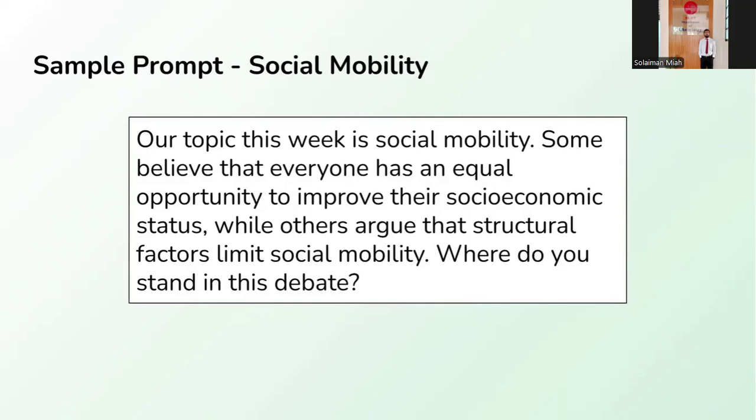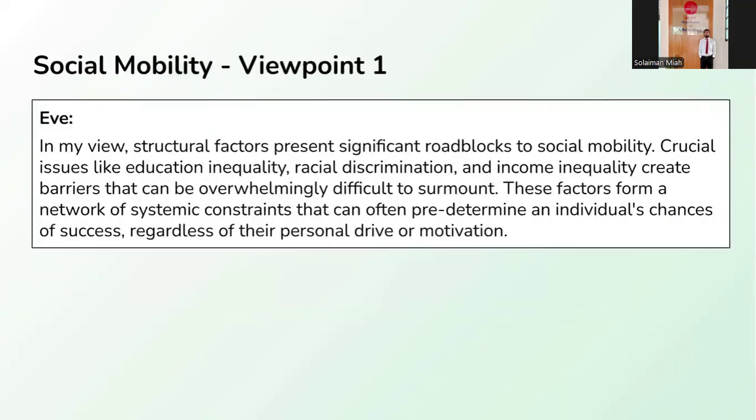One side argues that hard work allows anyone to succeed. The other side argues that background, education, and access to resources limit opportunities for many people. Now let's look at the first student response. Eve argues that social mobility is strongly affected by structural barriers. She points to issues like educational inequality, racial discrimination, and income inequality, and explains that these obstacles can be extremely difficult to overcome regardless of personal motivation.